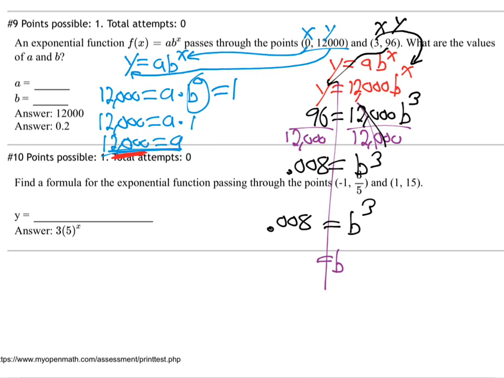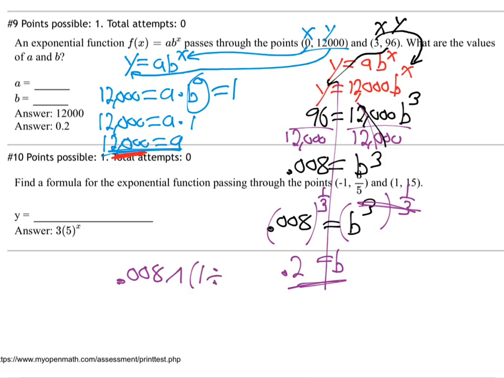How do we get rid of that third power? You know how to get rid of that third power, right? 1/3 power, or third root. Same thing. A 1/3 power is a third root. Cancels this out. Do this on your calculator, and you will get 0.2 for b. You have to go 0.008 to the power 1 divided by 3. It equals, and your power button might be x to the y or up arrow, and you'll get 0.2. So we got a, 12,000. We got b, 0.2. And there's the same answers that they got on those.